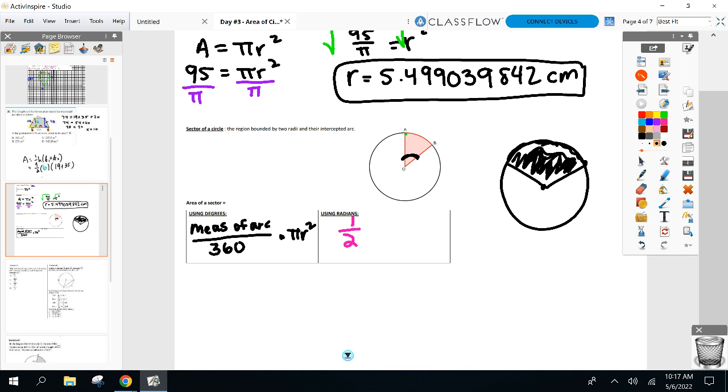1/2 r squared. So I take 1/2 my radius squared, and then I multiply that by, ooh, anybody remember our friend here, what we call this one? Theta, good, good, theta. That right there, theta, that's your angle in radians, all right? So whatever the angle in radians is, that's where I plug it in.